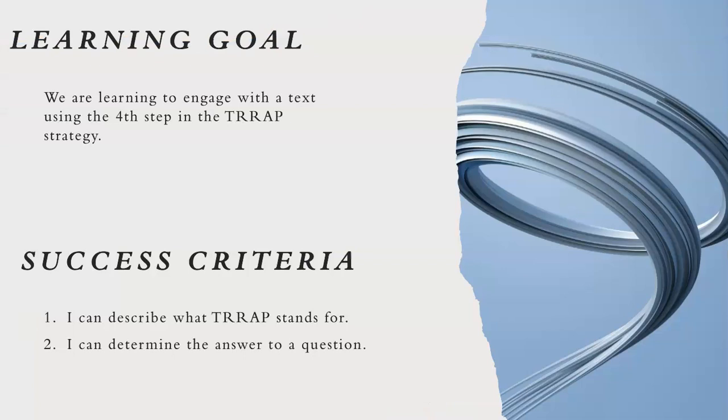Our learning goal today is we are learning to engage with a text using the fourth step in the TRAP strategy. Success criteria today, really only 2 of them. First and foremost, I can describe what TRAP stands for. Number 2, I can determine the answer to a question. So let's take a look at what our strategy stands for.